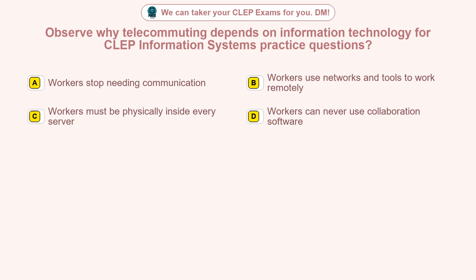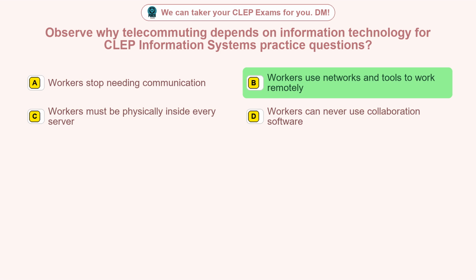Question 99. Observe why telecommuting depends on information technology for CLEP Information Systems practice questions. Option A. Workers stop needing communication. Option B. Workers use networks and tools to work remotely. Option C. Workers must be physically inside every server. Option D. Workers can never use collaboration software.